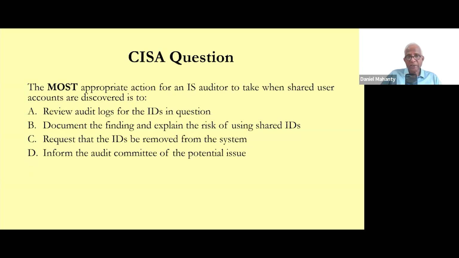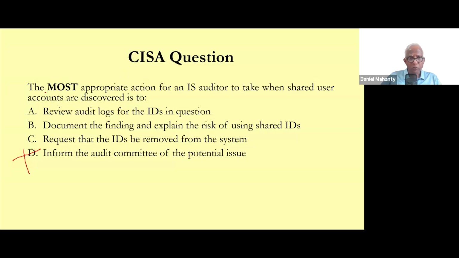C is request that the IDs be removed from the system. Yes, that is something we would do. And D, inform the audit committee of the potential issue. Now, usually, you can safely eliminate one or two options. Take a look at informing the audit committee of the potential issue. Is it too early to inform the audit committee? You'll put it in your report and ask them to do this. If it doesn't get done, then you may escalate it to the audit committee. At this stage where you have found it, this seems to be premature. We can safely rule it out.